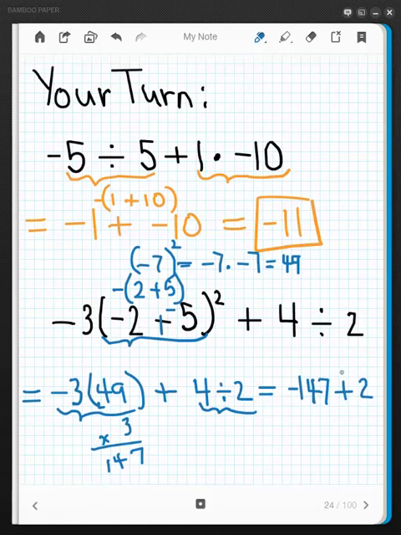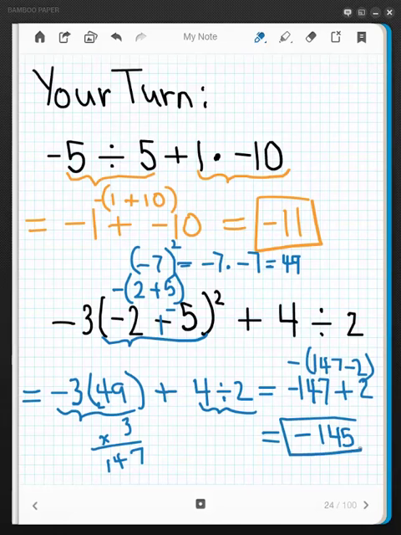Now these are an addition problem, and they're opposite signs, so I'm going to take the larger one, 147, and subtract the smaller one, 2, and I'll attach the larger sign, the negative. So that's going to give me a negative, and 147 minus 2, which is 145. And that will be my final answer. Hopefully that one also went well for you.